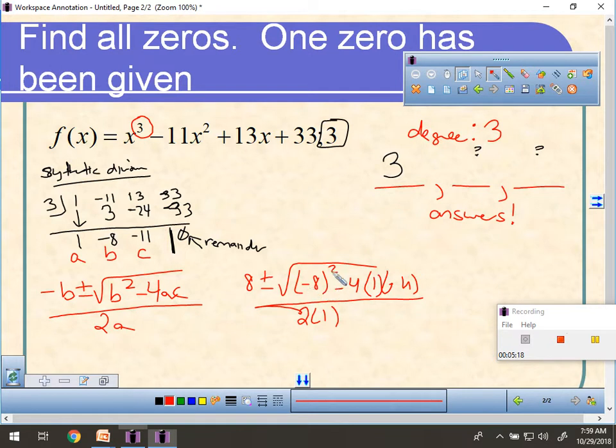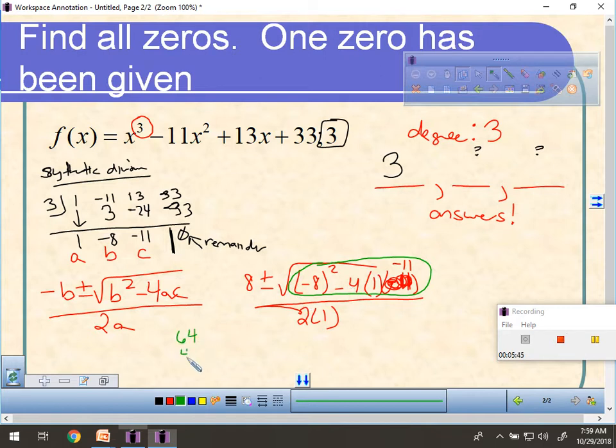So that's negative 8 squared minus 4 times 1 times negative 11. That's what's inside the parentheses right there. I'm going to write it again right here, negative 11. And remember, you can't plug this whole thing into your calculator, but you can plug in this value, the discriminant, and if you plug in negative 8 squared minus 4 times 1 times negative 11, you should get 108. So that's what you're going to get inside the radical.